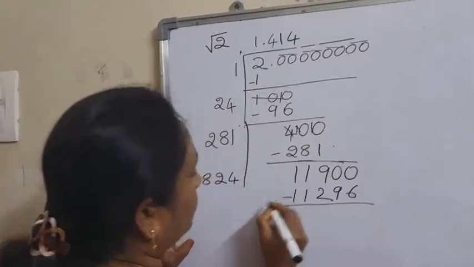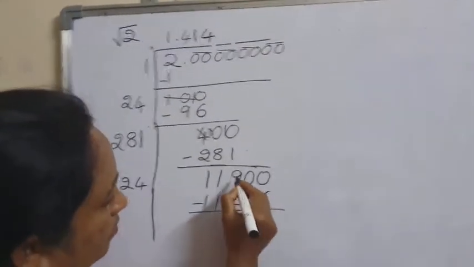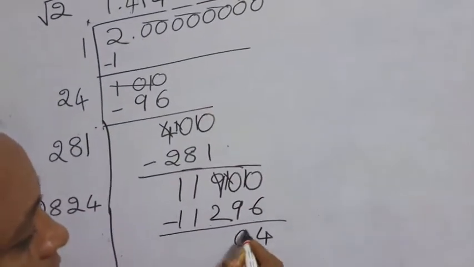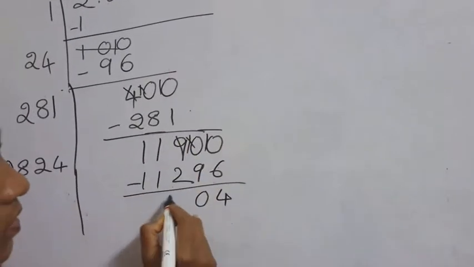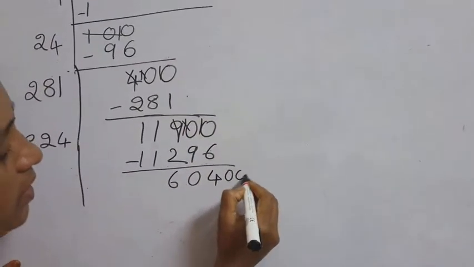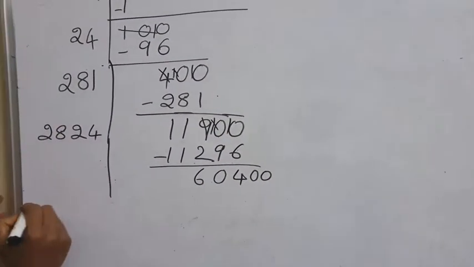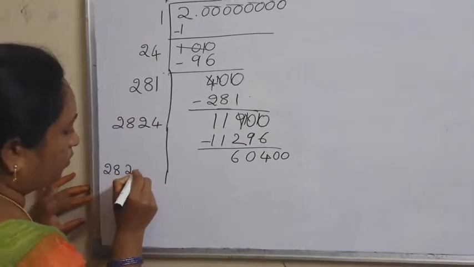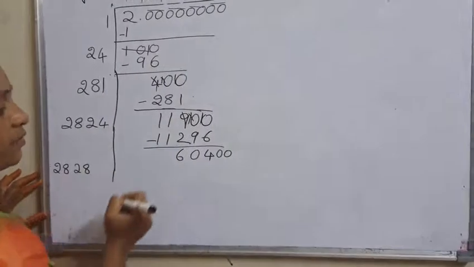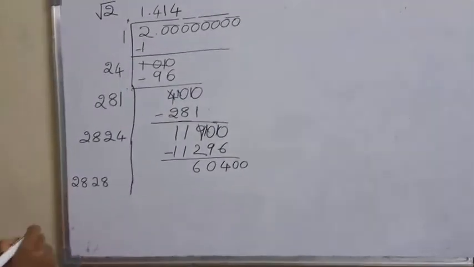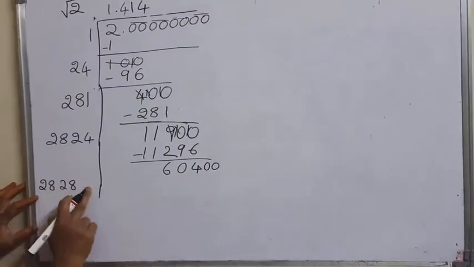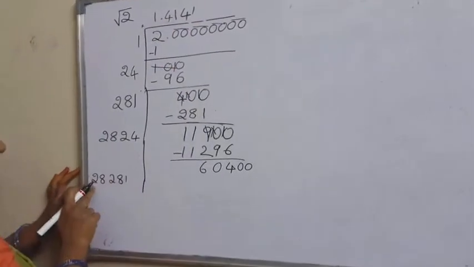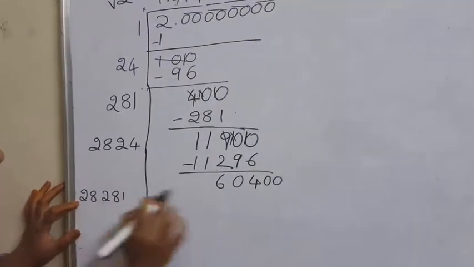Okay, now again do subtraction. 4 0 6, and again bring 2 zeros down. Again 2 8, 2 8. Again you have to introduce one more number. Let us take, suppose if you take 1 here, 2 ones are 2, 5 digits, 5 digits.